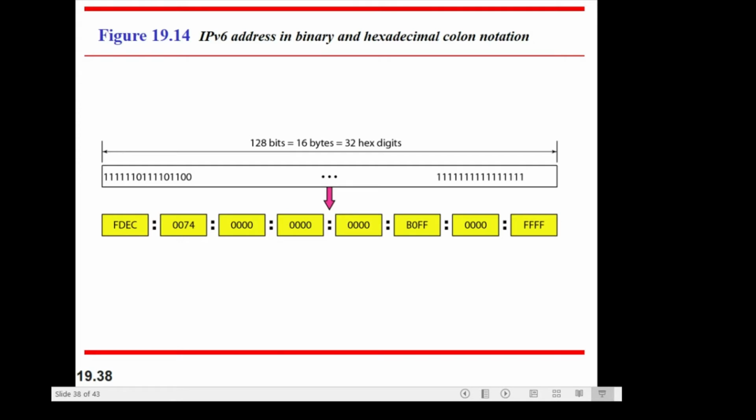So you should know the notation for IPv6. In IPv6, it is represented in hexadecimal digits. The example here: FDEC double colon, 0074 double colon, and the number of bytes is 1 2 3 4 5 6 7 8. This one is in the binary notation, this one in the hexadecimal notation.